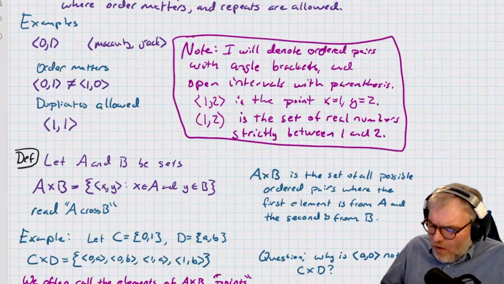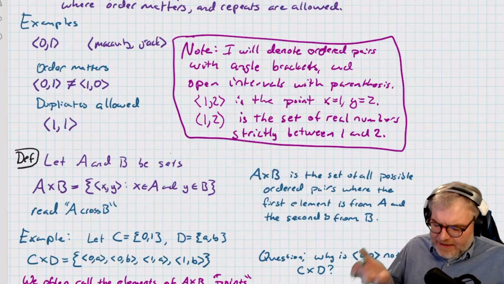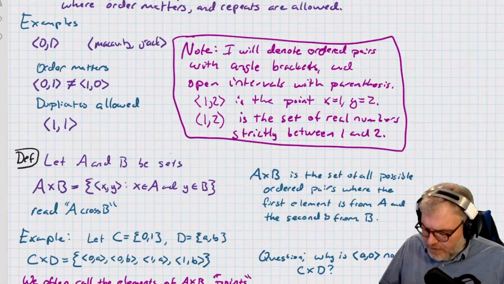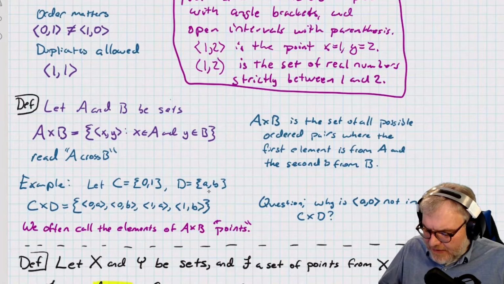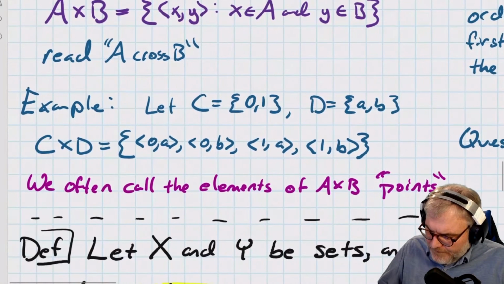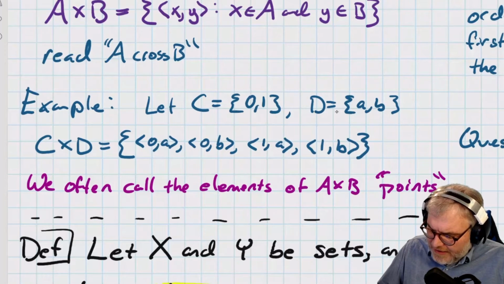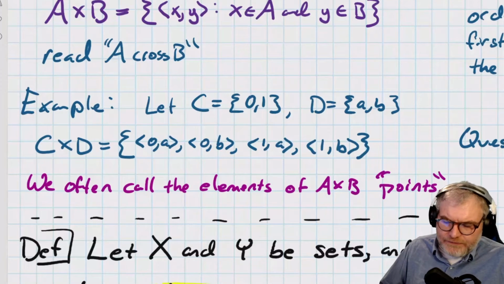Right? It's a set of all possible ordered pairs where the first element comes from the first set and the second element comes from the second set. So, for example, if C equals {0, 1} and D equals {A, B}, then C cross D would equal... I picked up the 0 here: (0, A). Then I would do (0, B). Then I would do (1, A), and then I would do (1, B). And it's just a set of ordered pairs.